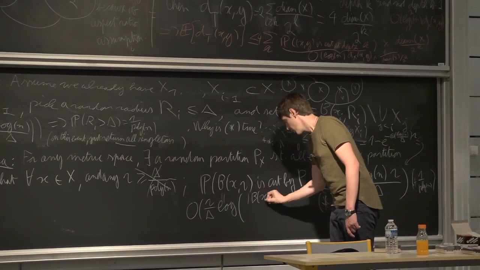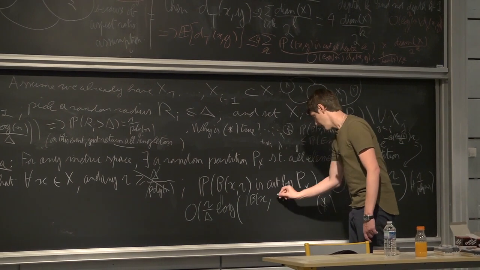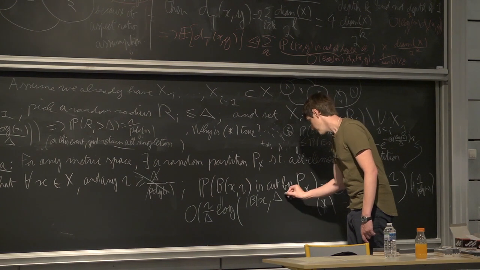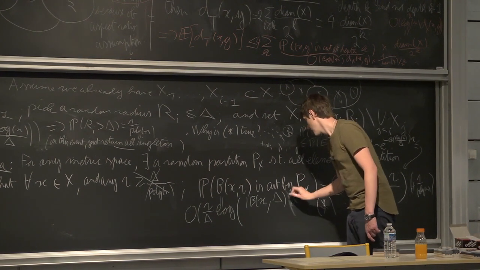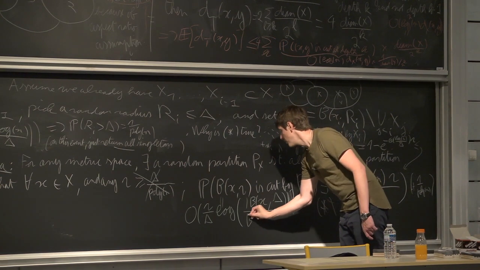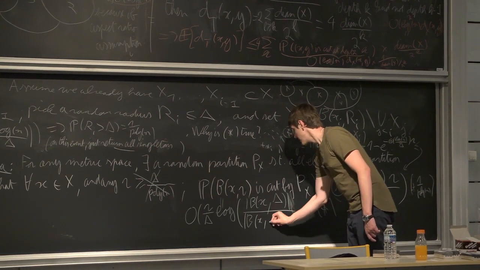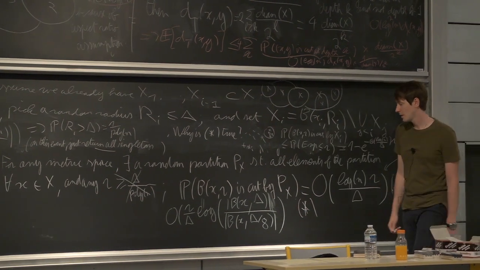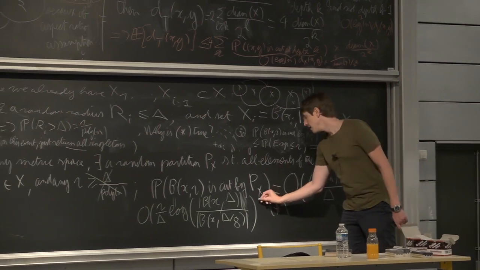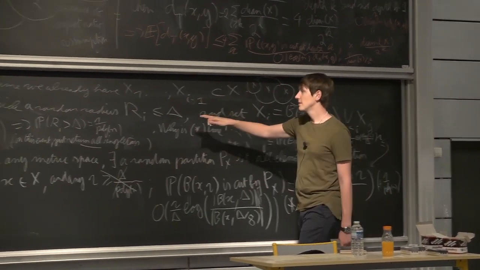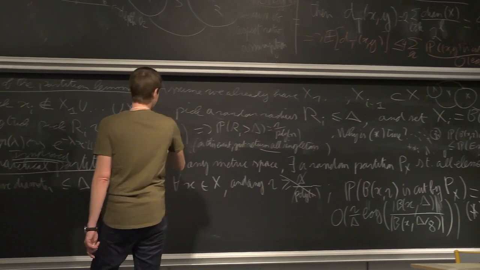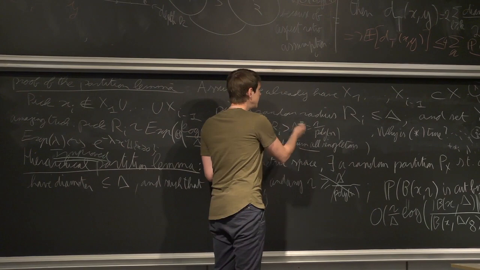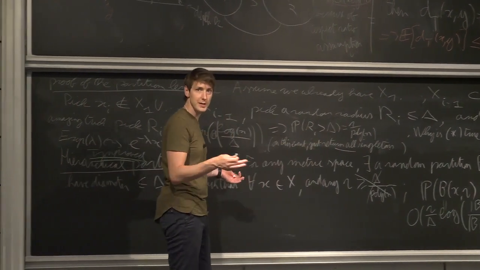The size of a ball centered at x and of radius delta, divided by the size of a ball centered at x and of radius delta over 8. Where did this n come from? That's what I like about this proof, this log n, it's pretty clear where it came from. One reason is just you needed this to have a union bound over all the radii.